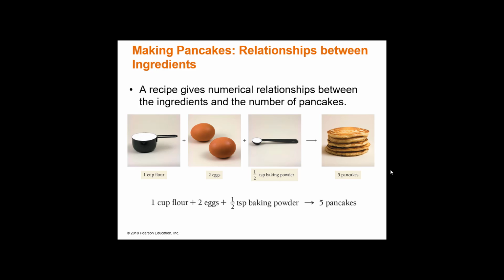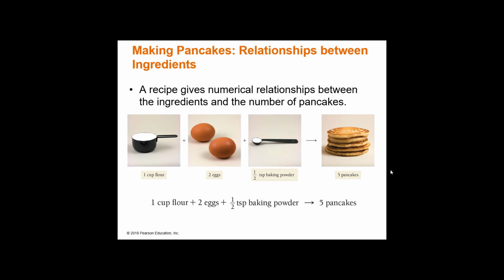So a recipe gives numerical relationships. If we want to make 5 pancakes, you can see we need 1 cup of flour, 2 eggs, and a half a teaspoon of baking powder. So for 5 pancakes, you need 2 eggs; for 5 pancakes, you need 1 cup of flour; for 5 pancakes, you need half a teaspoon of baking powder. This is very similar to a balanced reaction, a chemical equation.